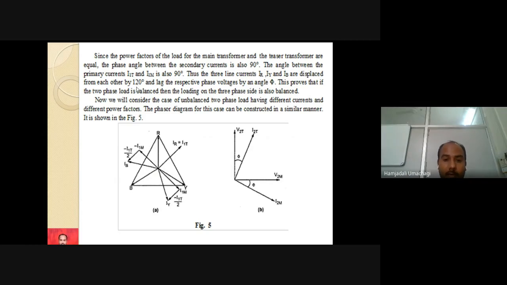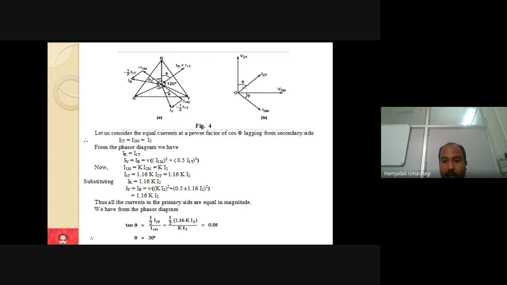Since the angle between both the primary and secondary currents is 90 degrees, and the power factor of both the loads on the secondary side of the teaser and the secondary side of the main transformer are equal, the three input line currents IR, IY, and IB are displaced from each other by 120 degrees and lag the respective phase voltages by an angle phi, because it is a lagging power factor. So voltage and currents are lagging by an angle of phi.